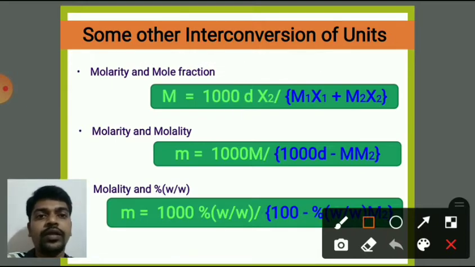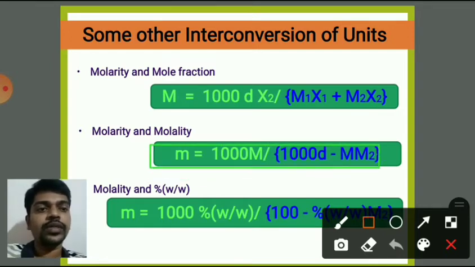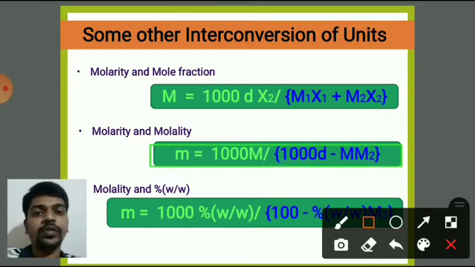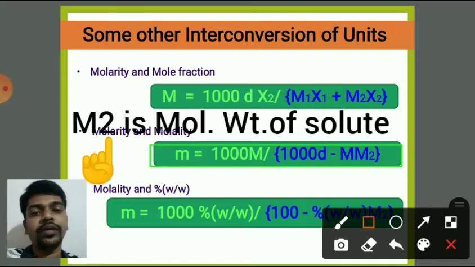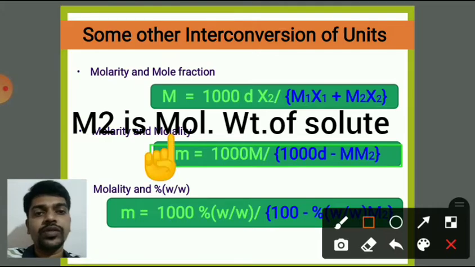Now next, molarity and molality. Between these two the relation is given by m equals 1000 into M divided by 1000 d minus M into M2. Here the small m is the molality, capital M is the molarity, d is the density, and M2 is the molecular weight of the solute.